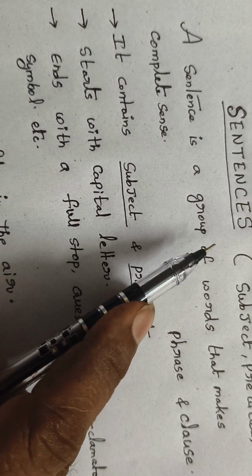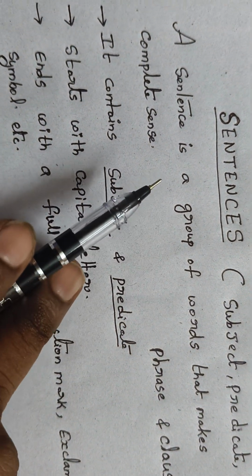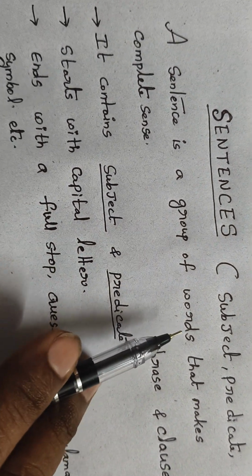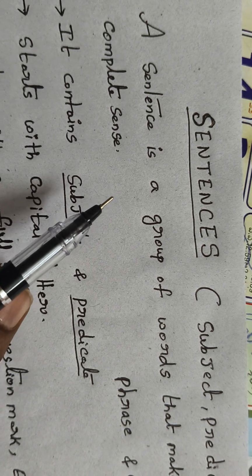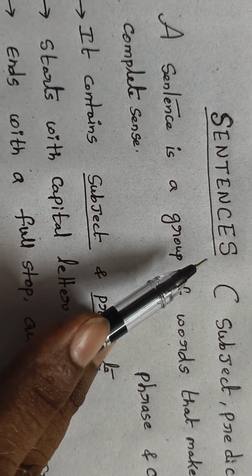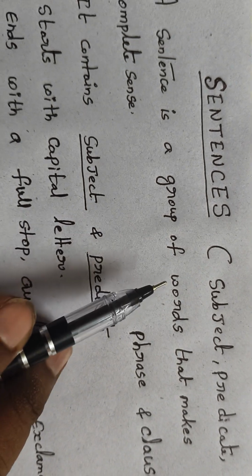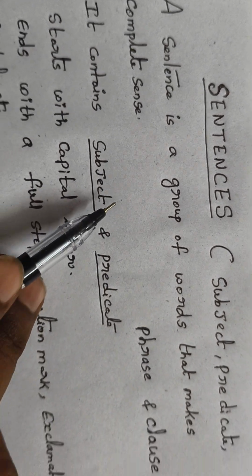What is a sentence? A sentence is a group of words that makes complete sense. Children, what does sentence mean? A sentence is a group of words that makes complete sense.